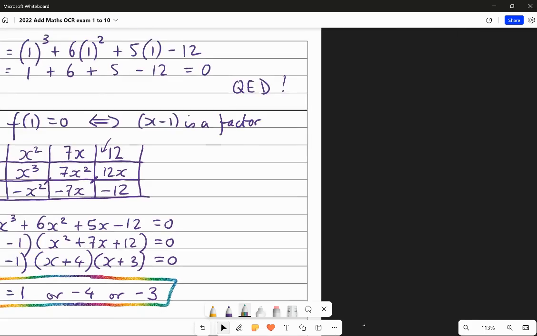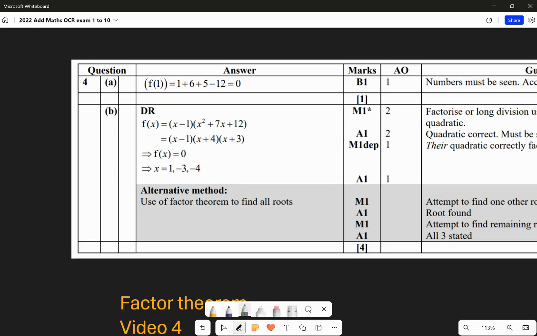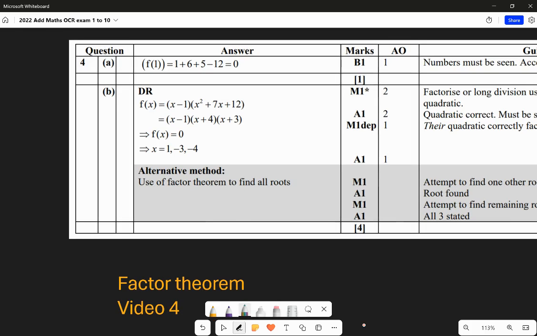Let's have a look at the mark scheme. So first mark, just plugging 1 into the function, great. And for part B, as we've said, some sort of method to factorize the thing. Some people might use long division. I prefer using the grid. There is an alternative method of answering this question, which is the use of the factor theorem to find all roots, which is essentially trying different values into the function and seeing which ones give you 0. Just like in the first part, you tried 1 in and it gave you 0, therefore x minus 1 was a factor, and 1 was a root.